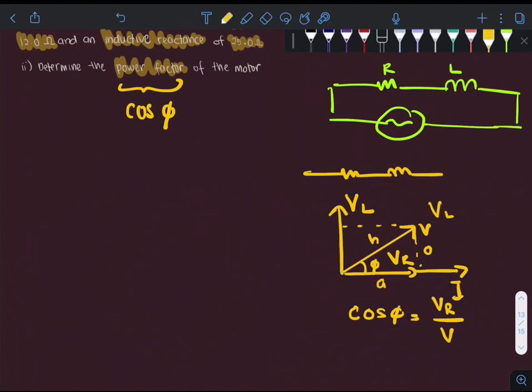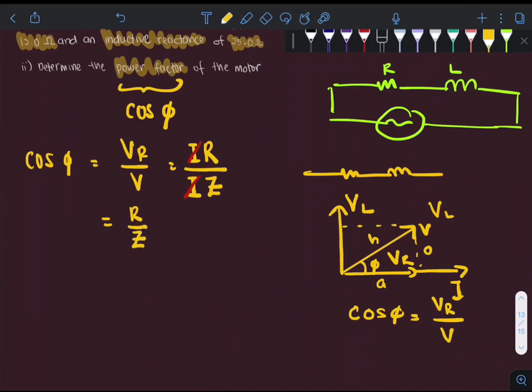So now using the information that we have obtained from the phasor diagram, which is VR over V, VR is the current multiplied with the resistance here, and V is the current multiplied with the total opposition in the circuit, which is the impedance. As we can see, the current that passes through resistance is the same current that is going to pass through the inductor. Therefore, we can cancel the I in the equation. So we are left with our cos phi power factor is basically the resistance divided by the impedance.